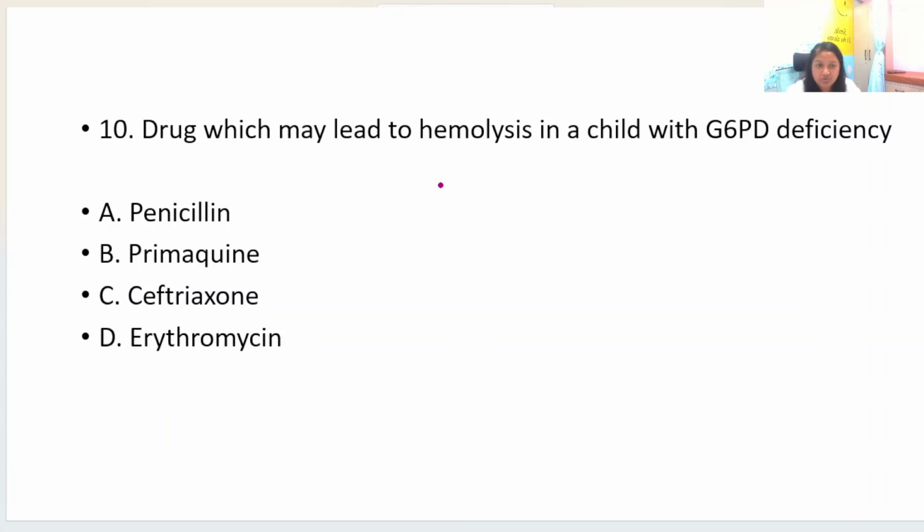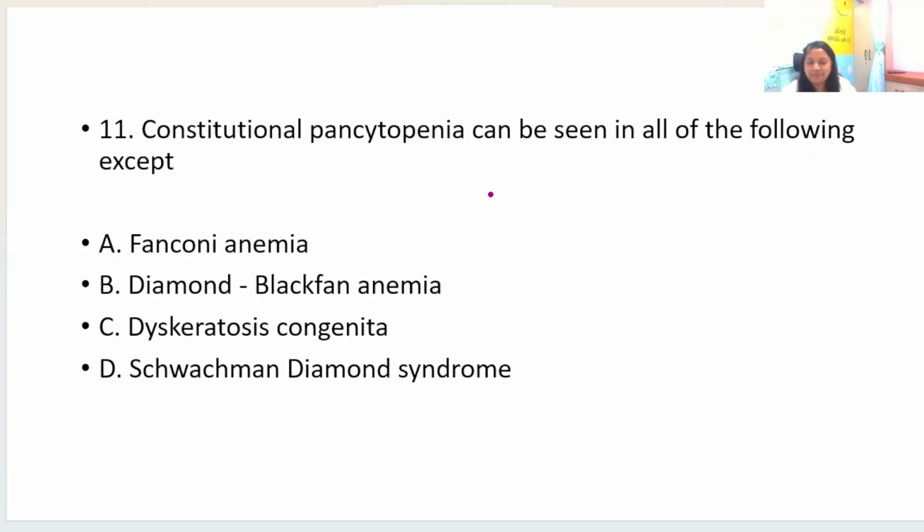Drug which may lead to hemolysis in a child with G6PD deficiency. Options are penicillin, primaquine, ceftriaxone, and erythromycin. We all have the list of drugs which should not be utilized or which should be ideally avoided in G6PD deficiency, and primaquine certainly should be avoided because it can lead to hemolysis in a child with G6PD deficiency.